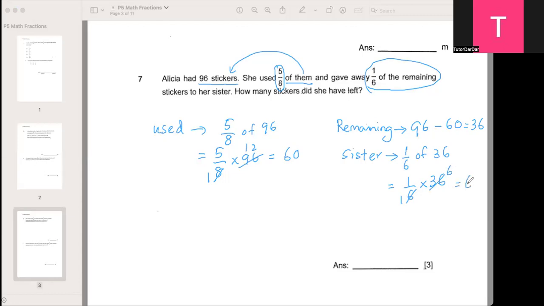So equal to 6. Now, how many stickers did she have left? So what do we do? This is a remaining 36, right? So left is going to be 36 minus 6 equal to 30.